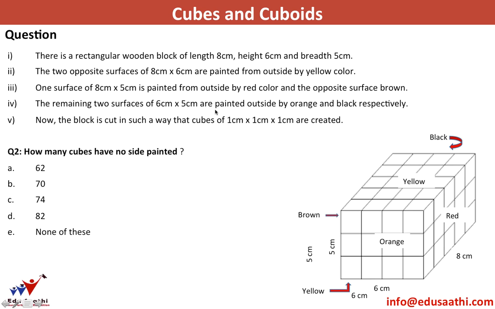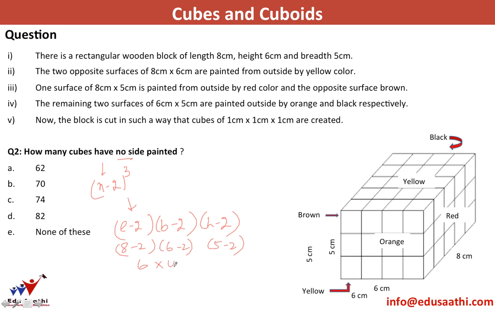Let's move on to the next question. How many cubes have no side painted? No side painted. So what was the formula? If I had a bigger cube, I had n minus 2 whole cube. So drawing a parallel for cuboid, I will have L minus 2 multiplied by B minus 2 multiplied by H minus 2. As calculated earlier, what is L? L is 8, so I have 8 minus 2 multiplied by 6 minus 2 and multiplied by 5 minus 2. So this gives me 6 into 4 into 3, or the correct option is 72. Is 72 here? No, we don't have. So what is the correct answer? None of these again.